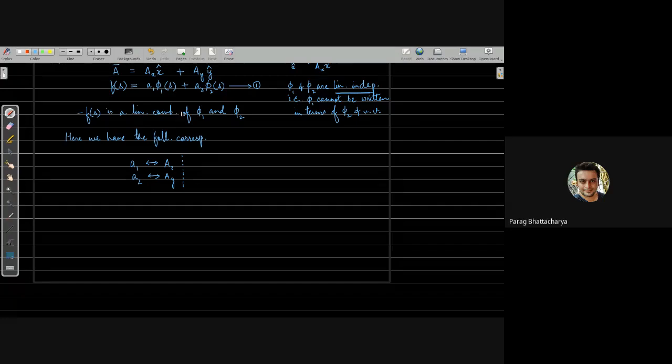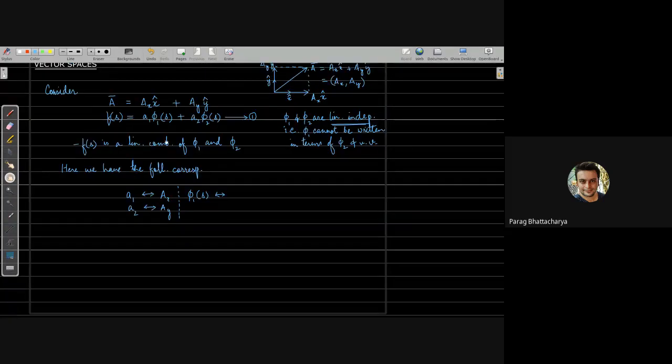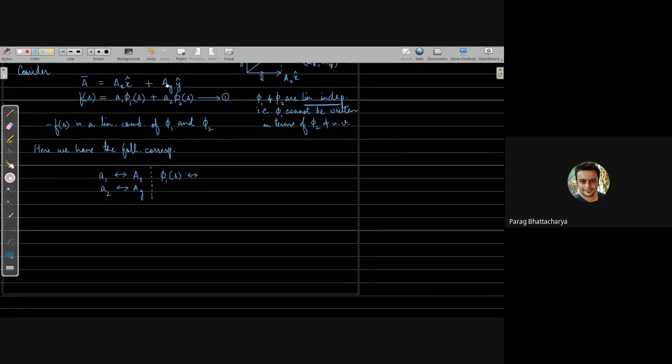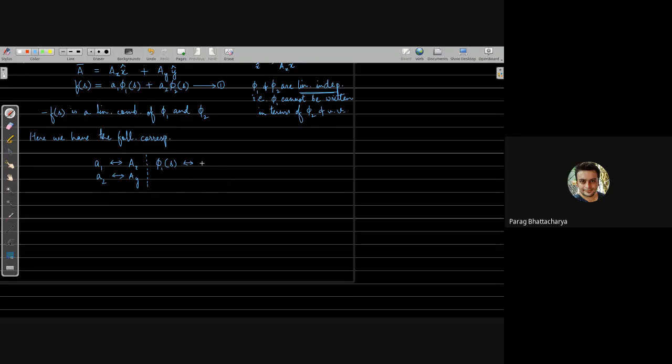The next correspondence that we're able to see is this function phi1 of s. What does it correspond to? This phi1 and phi2 are already known, right? That's what I said: f is a linear combination of phi1 and phi2. So phi1 and phi2 are already known to us. In a similar way, x cap and y cap are also already known to us. So phi1 of s corresponds to x cap, and similarly phi2 of s corresponds to y cap.